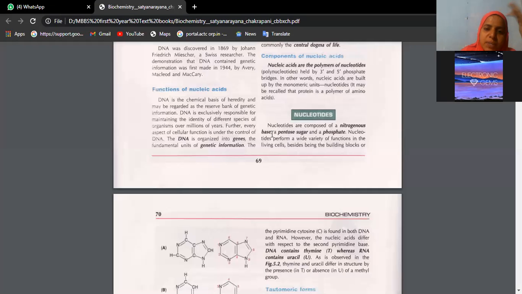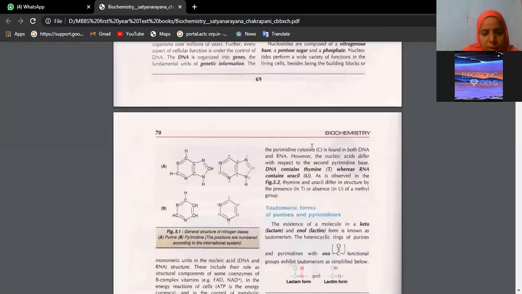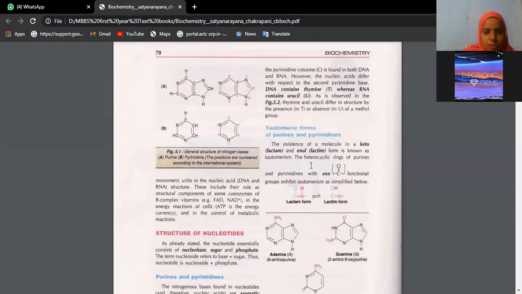So nitrogenous bases: adenine, guanine, thymine, cytosine, uracil, and pentose sugar. In case of DNA, it is deoxyribose sugar, and in case of RNA, it is ribose sugar. These three together you call a nucleotide. This nucleotide is the building block in the formation of double-stranded DNA and also single-stranded RNA.